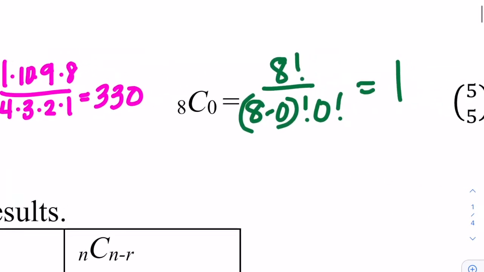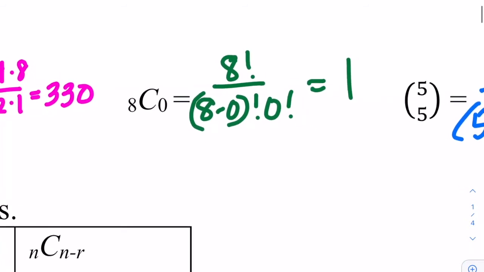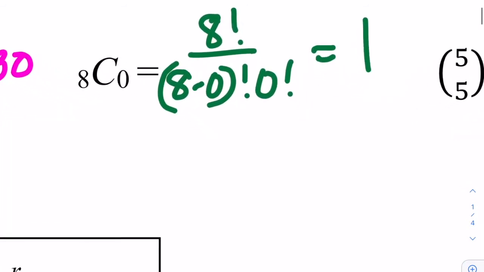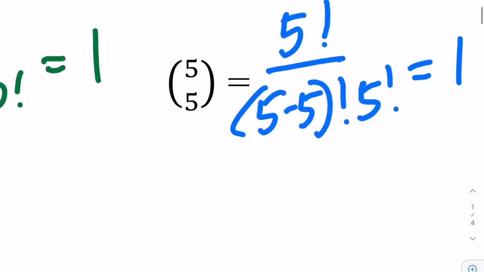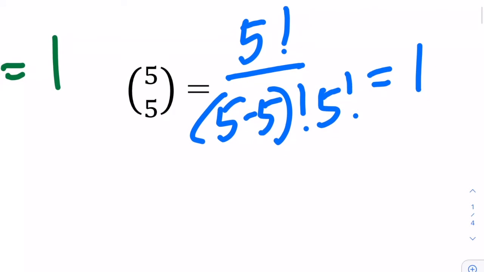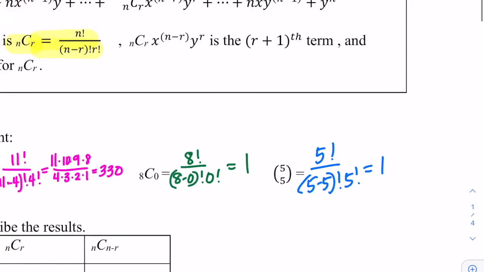All right, 8 choose 0. So we have 8 factorial over 8 minus 0 factorial, which is 8 factorial, times 0 factorial. So that's just going to equal 1. And 5 choose 5, well, that's 5 factorial over 5 minus 5 factorial times 5 factorial. So that'll equal 1 as well. Now I want you to take notice of these numbers.